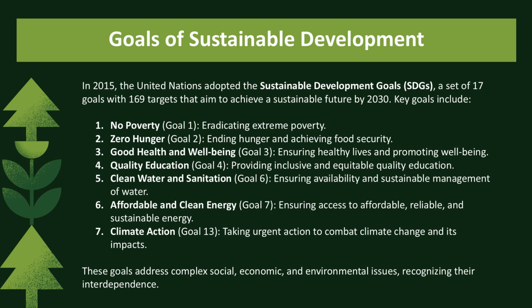In 2015, the United Nations introduced 17 Sustainable Development Goals, SDGs, which aim to create a sustainable future by 2030. These goals cover a range of issues like ending poverty, eradicating hunger, ensuring good health, and quality education. For example, Goal 1, No Poverty, aims to eradicate extreme poverty worldwide, and Goal 2, Zero Hunger, focuses on food security.